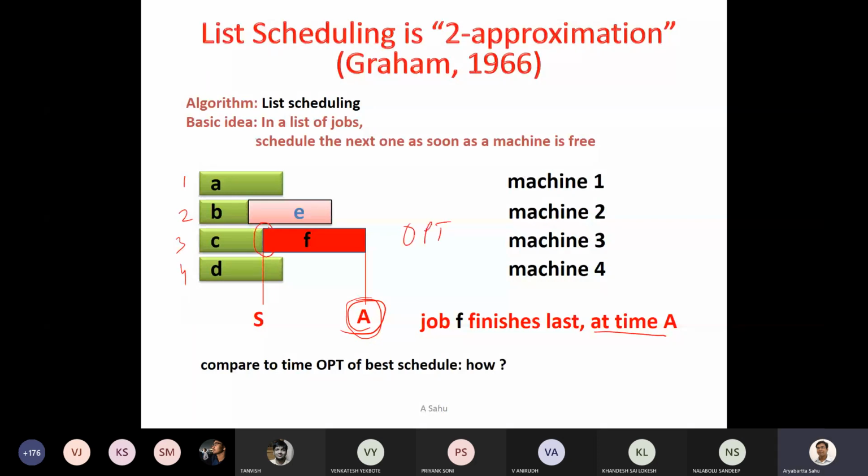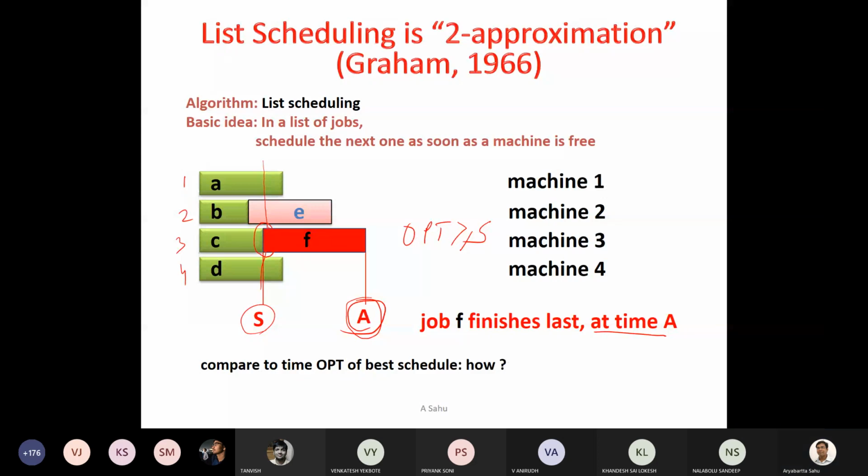Because up to S, all the machines are busy. Definitely opt will always be greater than or equal to S. Can I say this? Yes, sir. Because it cannot be lower than that, because all machines are busy up to time S. This is correct.